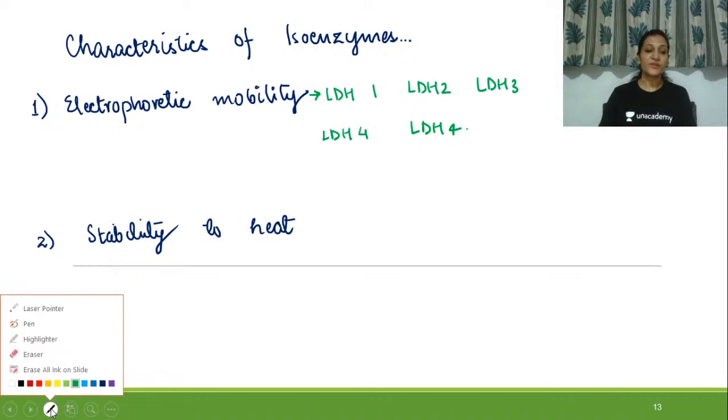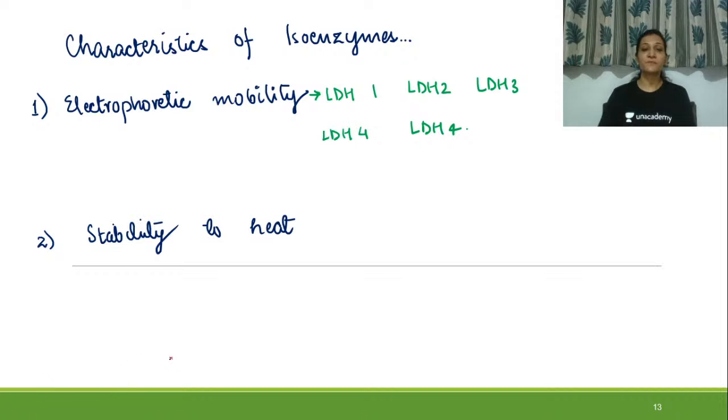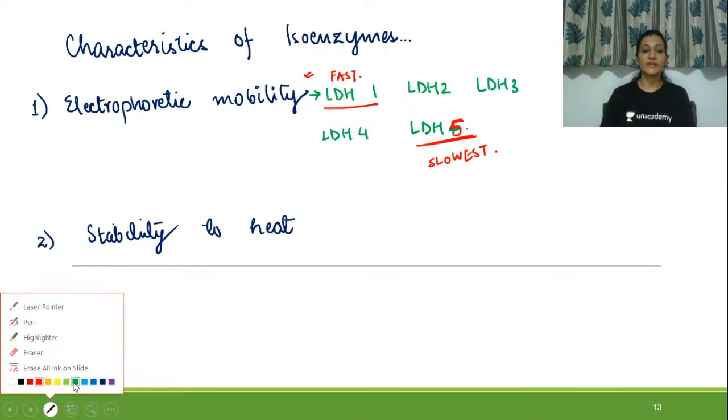If they run differently, some of them will reach the end faster and some will reach slowly, or won't reach the end at all. Which one is the fastest amongst all? LDH1 is fastest in electrophoresis, and LDH5 is slowest amongst all. So this is how LDH can be differentiated on the basis of electrophoretic mobility.